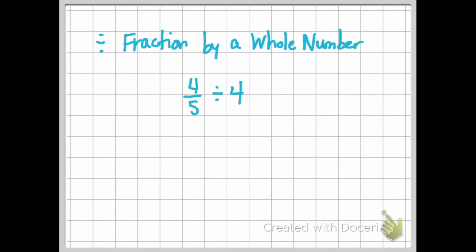Okay, this time we're going to divide a fraction by a whole number. So we're going to take a look at 4/5, and we want to see how many groups of 4 we can create with 4/5. So here's what I'm going to do right now. I noticed that my denominator is a 5. So I'm going to create a 4/5 grid or visual model right below.